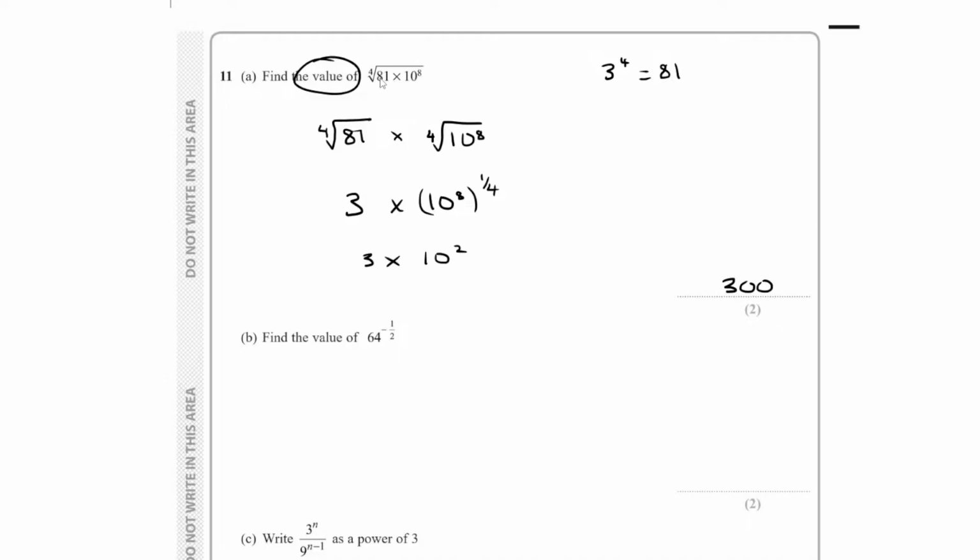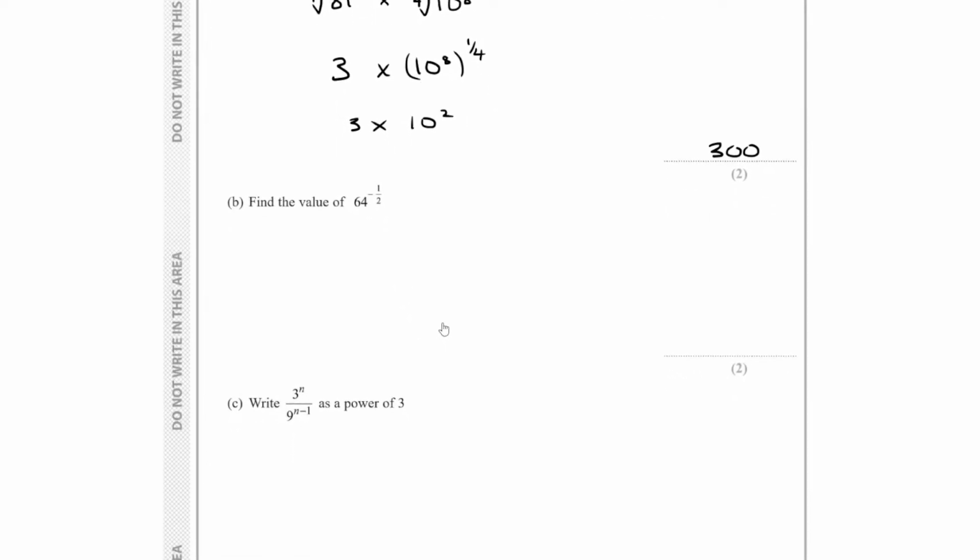That's what I would do. I wouldn't start working out 81 times 10 to the power of 8. Again, think of the parameters of a non-calculator question. I feel like that would be too hard. So I would try and break it down first and then multiply at the end. But yeah, I think that was probably one that's a little bit more complicated to know that you can do that with.